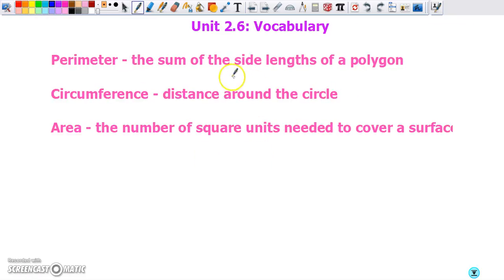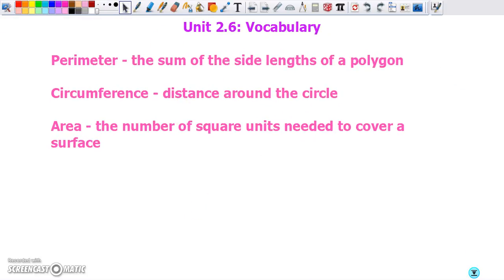Then we have perimeter, which is adding up the sides of a polygon; the circumference, which is the distance around a circle; and then area, which is the number of square units needed to cover a surface. So this one's kind of cut off. I'm sorry about that. There we go.